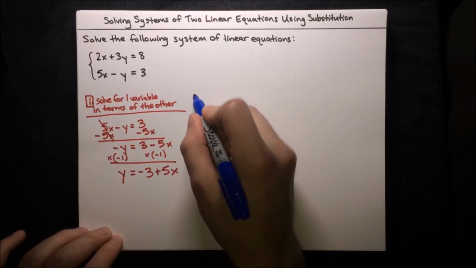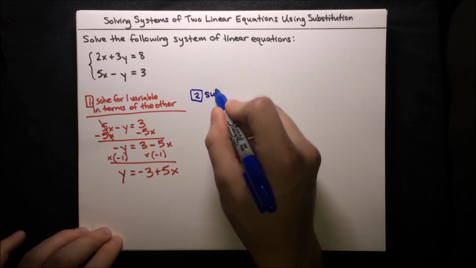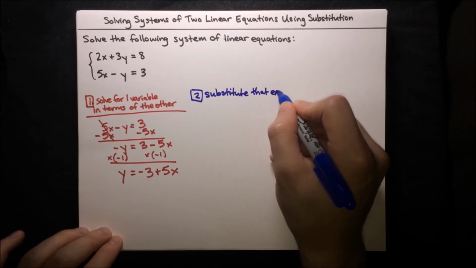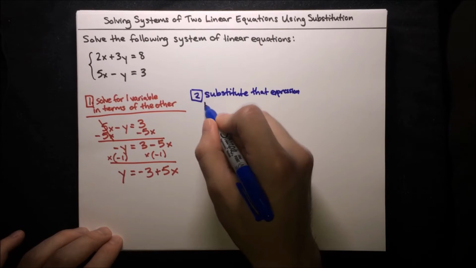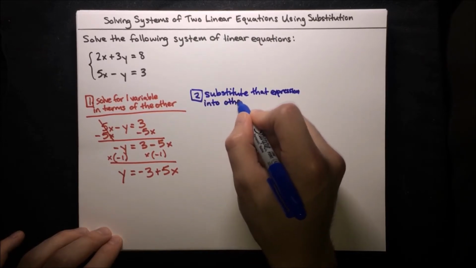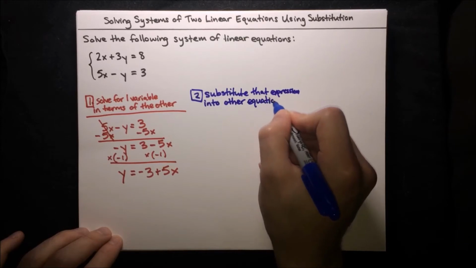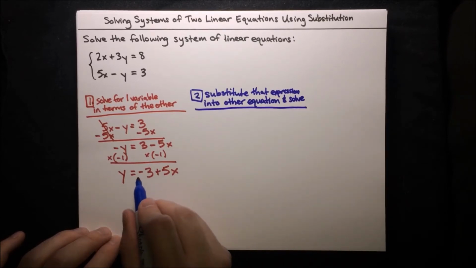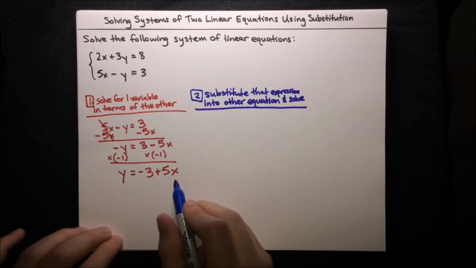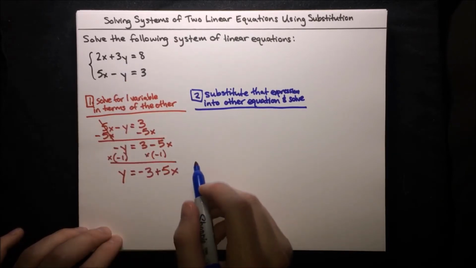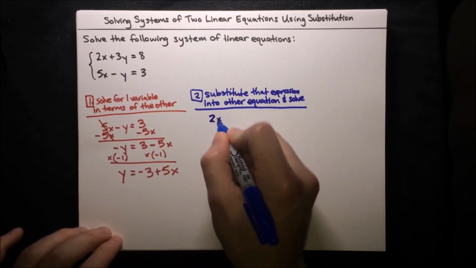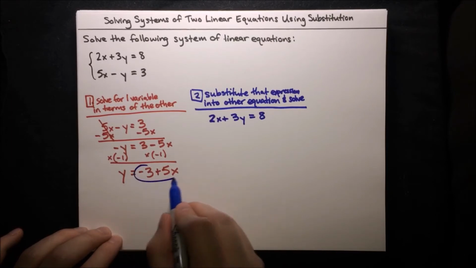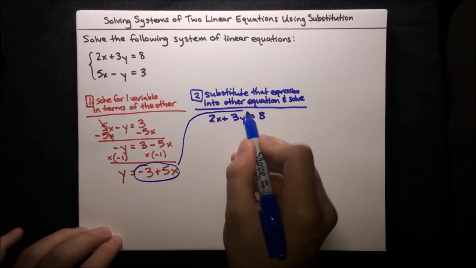Now on to step 2. Step 2 is to substitute that expression into the other equation and solve. Alright, so we're going to take this expression, this -3 plus 5x, and we're going to put that in for y in the other equation. So let's go ahead and write down that other equation, 2x plus 3y equals 8. And now we're going to take this expression here and put it in for y in this equation.